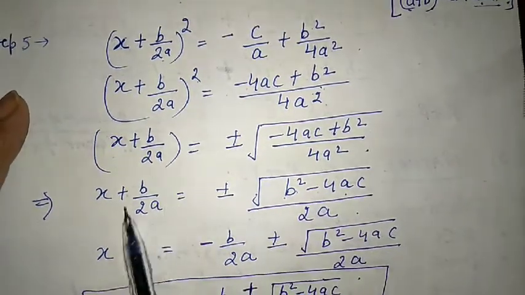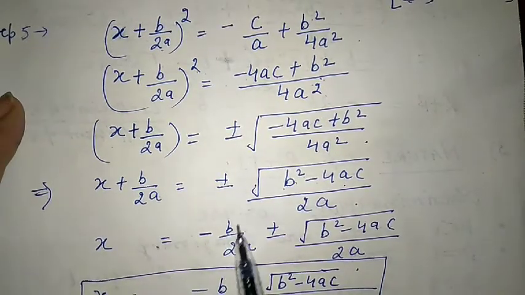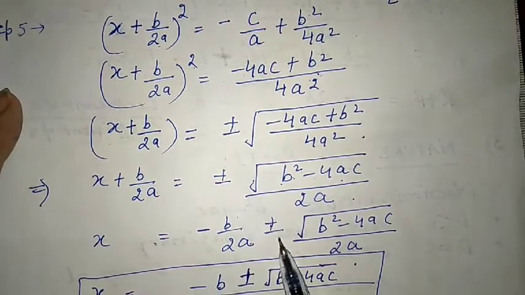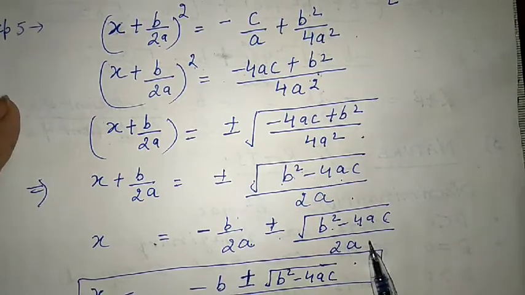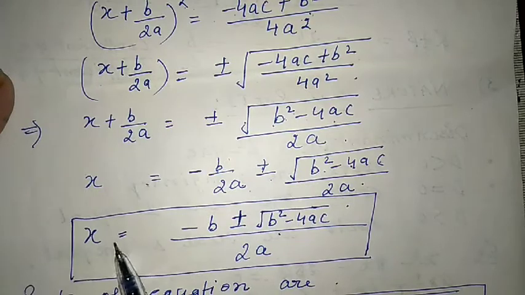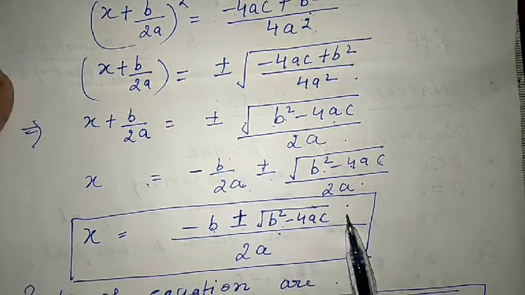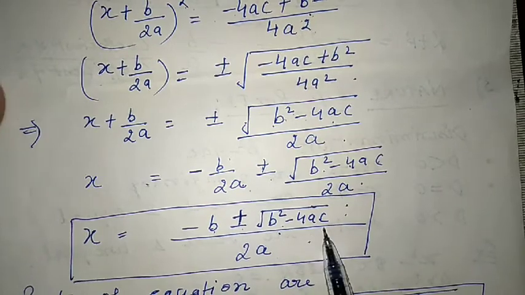So now we will transpose this b upon 2a also to the right side. x is equal to minus b upon 2a plus minus under root b square minus 4ac upon 2a. Taking the LCM and solving, we get x is equal to minus b plus minus under root b square minus 4ac upon 2a. This is our quadratic formula.